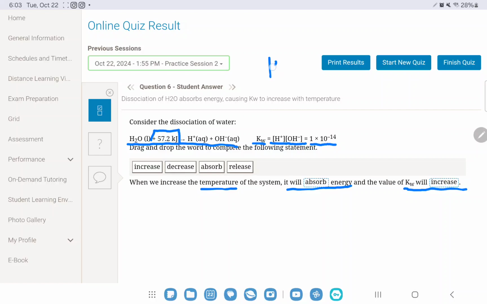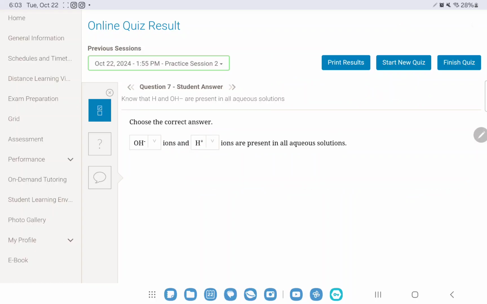Because remember guys, Kw is 10 to the power of negative 14 only at 25 degrees Celsius. Only. At any other temperature, it's not this value. It's going to increase when you increase temperature, and decrease when you decrease temperature. So let's move on to the next one.